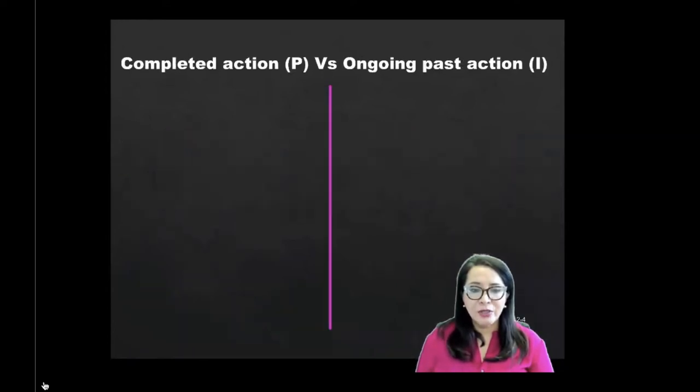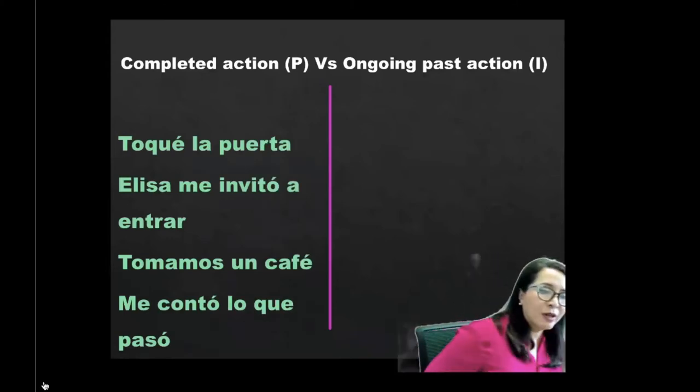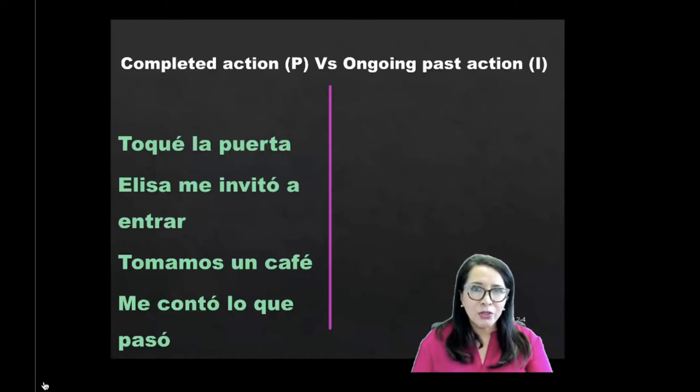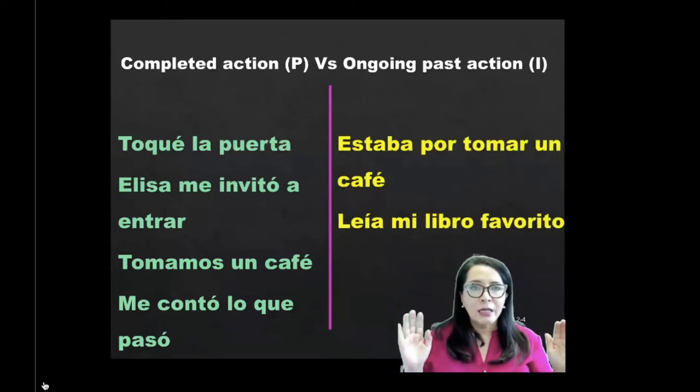Completed action versus ongoing past action. So a completed action would be, again, going back to the action verb, something that happened one time, it's done. Toqué la puerta. Elisa me invitó a entrar. Tomamos un café. Me contó lo que pasó. See how all of these are advancing your story? They're one time and they're done, beginning and an end, completed actions. Versus something that was happening back then. Estaba por tomar un café. Leía mi libro favorito. I was reading my favorite book, or I was about to drink a cup of coffee.